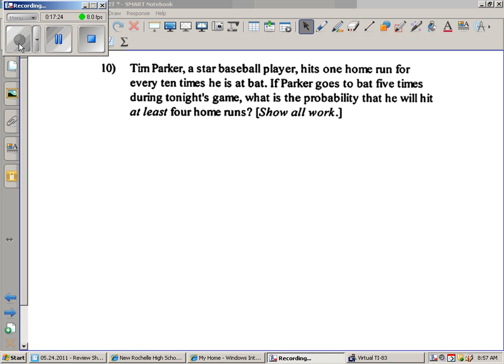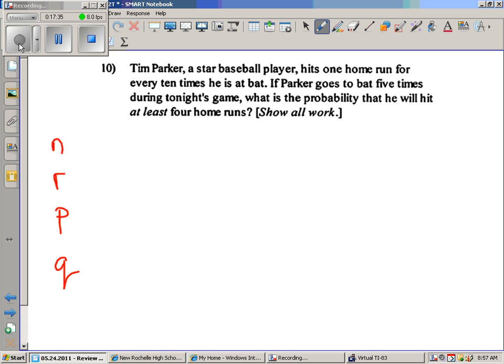So Tim Parker, a star baseball player, hits 1 home run for every 10 times he's at bat. Parker goes to bat 5 times. This is going to be an N, R, P, or Q question. Parker goes to bat 5 times during the night. What's the probability he will hit at least 4 home runs? So that means he's got to hit a home run 4 times. He's got to hit a home run 5 times.